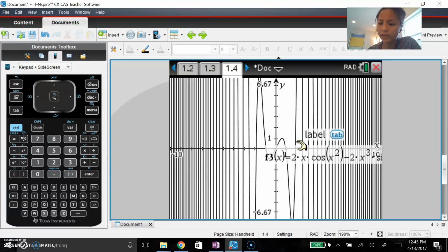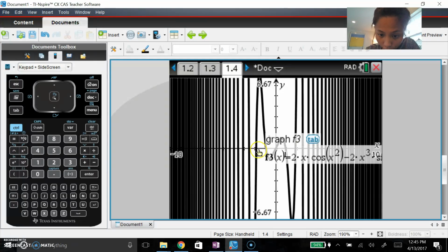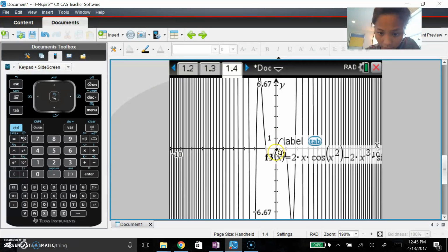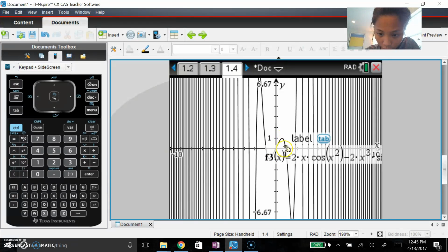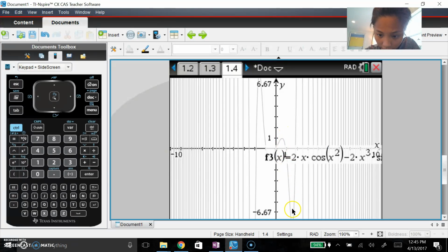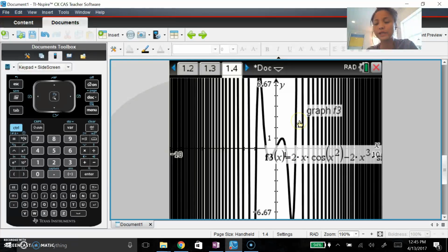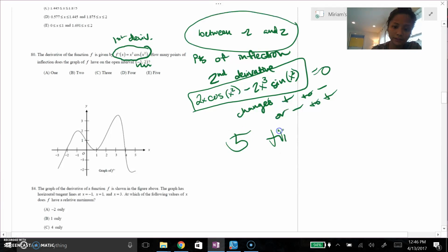Now the other thing you have to check is, does it change from negative to positive or positive to negative in those zeros? Let's see. For the first one, yes, because it goes from negative to positive. The second one, yes, because it goes from positive to negative. Third one, yes, because it goes from negative to positive. Fourth one, yes, because it goes from positive to negative. Fifth one, yes, because it goes from negative to positive. Okay, so when I say negative, that's below the x-axis. Positive is above the x-axis. So it happens 5 times.